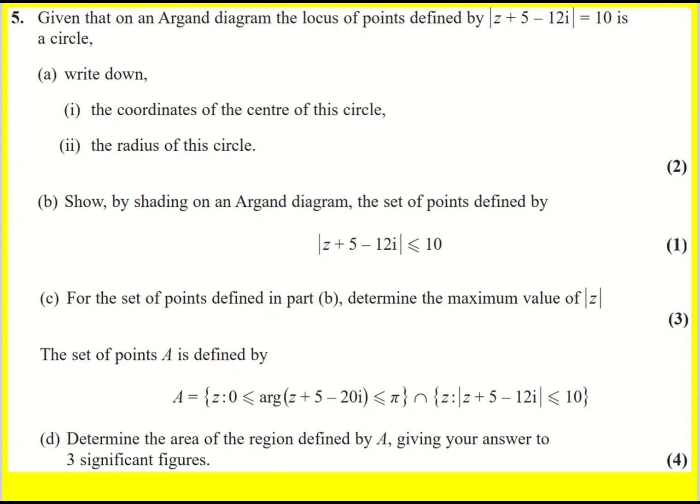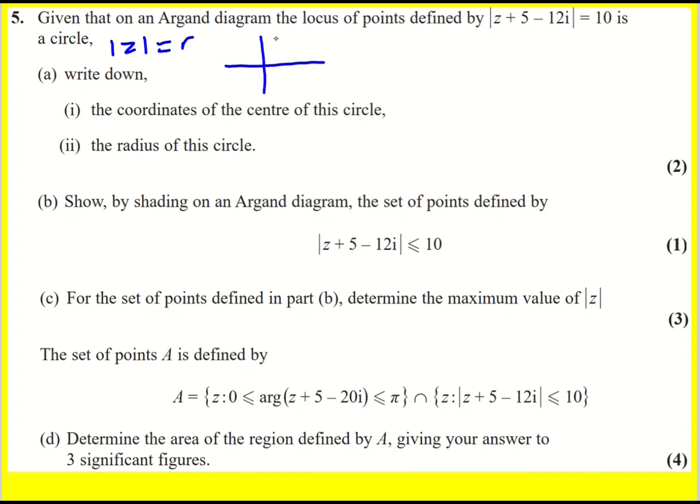On an Argand diagram, the locus of points defined by this equation is a circle. Write down its center and its radius. So when you have the modulus of z equal to a constant, that will automatically give a circle. They've told us it is, but we can see it must be anyway. Now let's just focus on this slightly simpler one.